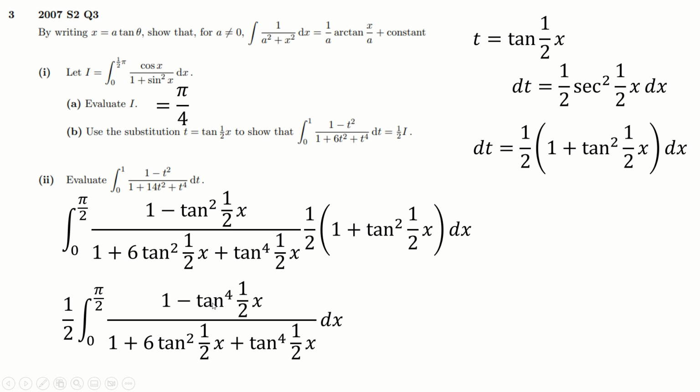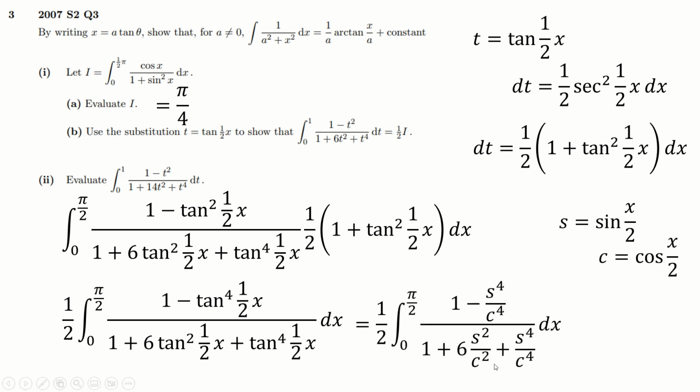And I did this in a very messy way. There's probably much nicer ways to do it. Firstly, for shorthand, I wrote s is sine x over 2, and c is cos x over 2. And I just shoved those in like this. And then I just put all this together.